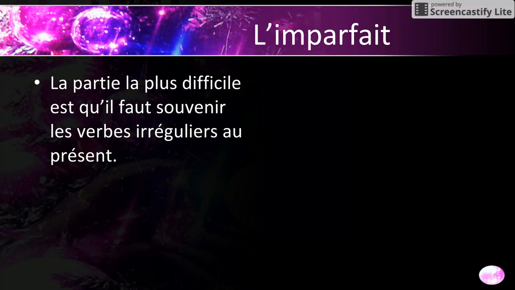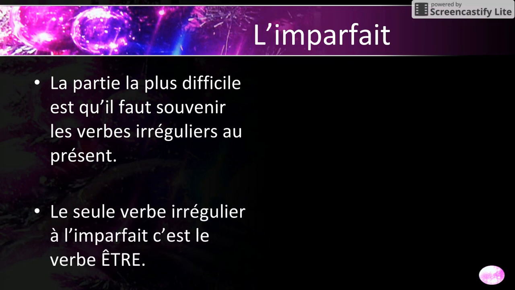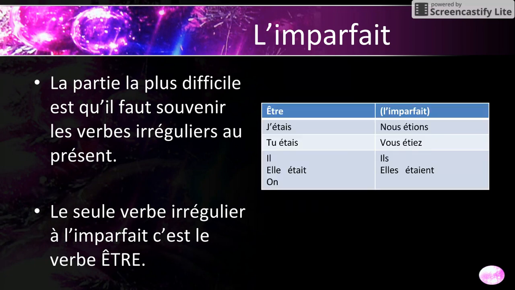So really, the trickiest part is going to be remembering how to conjugate these irregular verbs in the present tense. Now, in the imparfait, there's only one verb that doesn't follow the pattern of conjugate it in the present nous form, subtract ONS, add the endings, and that's the verb être. We see here that être in the imparfait is written like this: j'étais, tu étais, il était, nous étions, vous étiez, and elles étaient. Every other verb that you come across is going to follow the pattern of put it in the nous form in the present, take off ONS, add your imparfait endings.